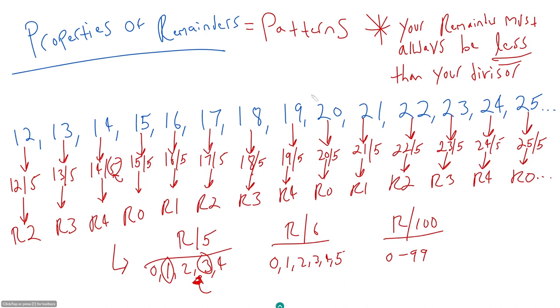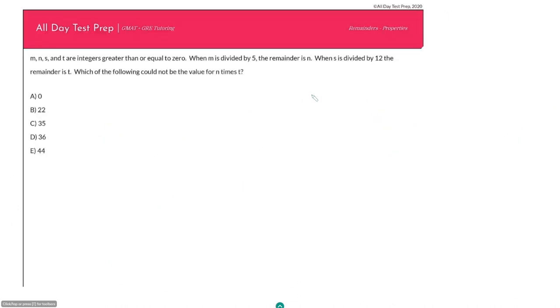So let's take a look at a question now that tests some of these properties. M, N, S, and T are integers greater than or equal to 0. When M is divided by 5, the remainder is N. When S is divided by 12, the remainder is T. Which of the following could not be the value for N times T?